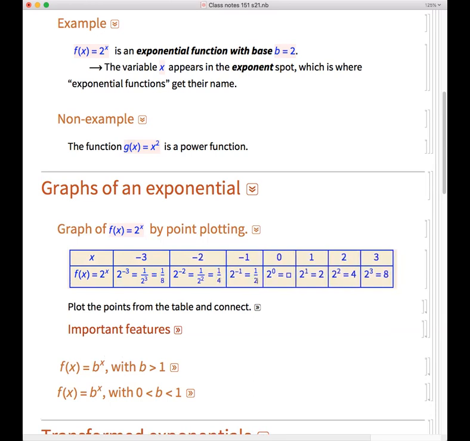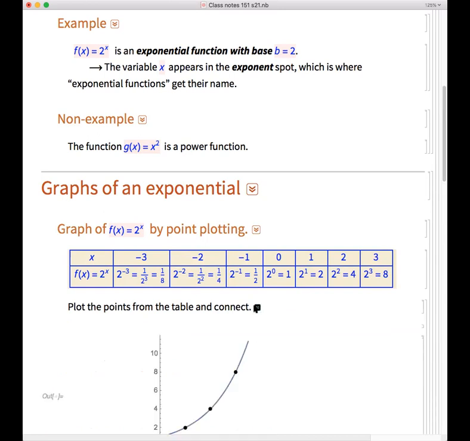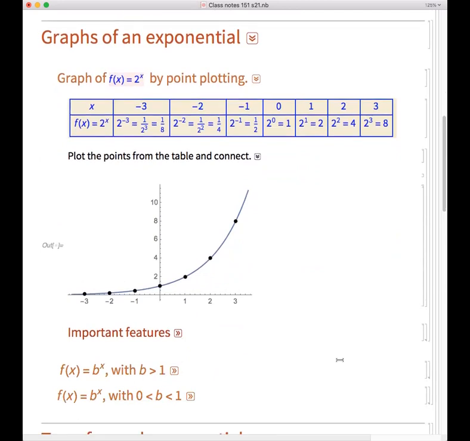This is 1/2. 2 to the 0, well, any number other than 0, when raised to the 0 power, is defined to be 1. 2 to the first is 1, 2 squared is 4, and 2 cubed is 8. So we'll just plot those points and connect them up with a smooth curve, and this is our general idea of what the graph of f of x equal 2 to the x looks like.